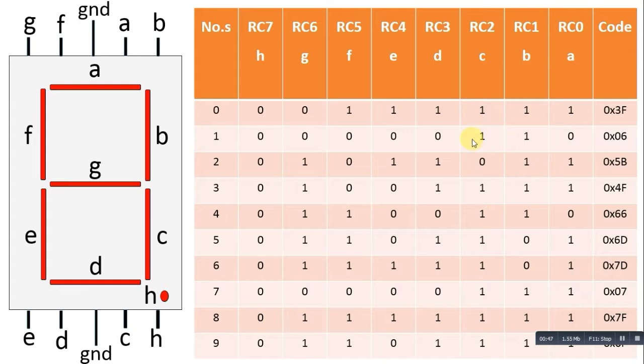Similarly, you have to write values for the other digits also and complete this table. Here you have to write the hexadecimal value for the respective digits. Make sure while writing these hexadecimal values you consider RC7 as the most significant bit and RC0 as the least significant bit. And if you use a common anode SSD for your project, then don't forget to provide logic 0 instead of logic 1 for glowing the LEDs. Then you have to remake the table and rewrite the hexadecimal values.